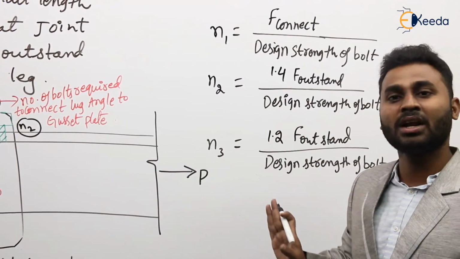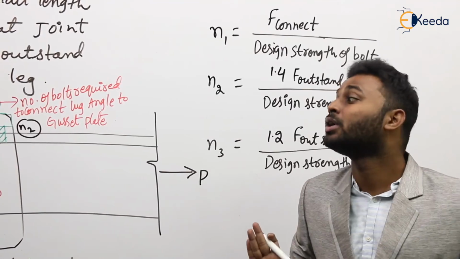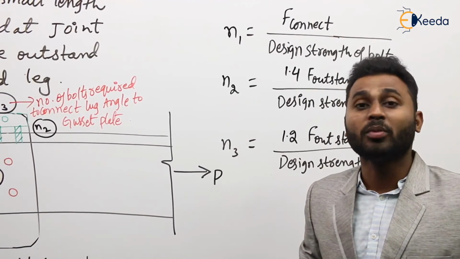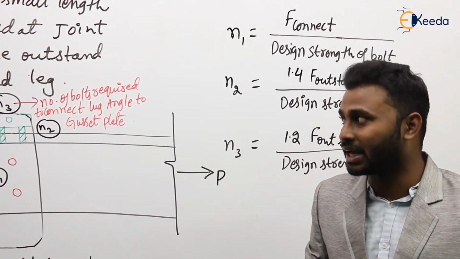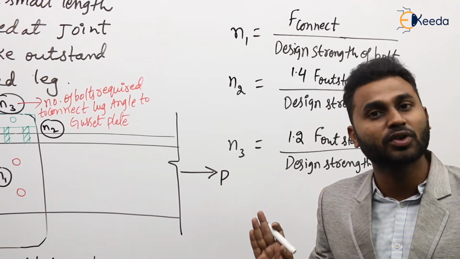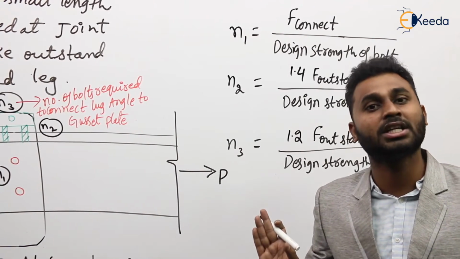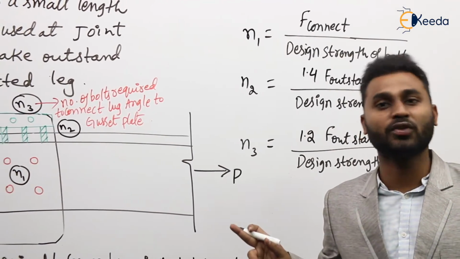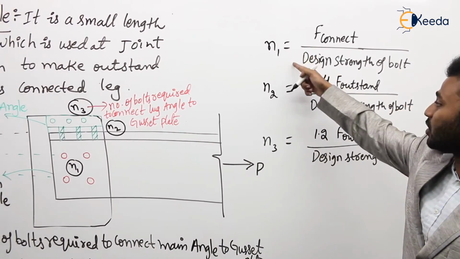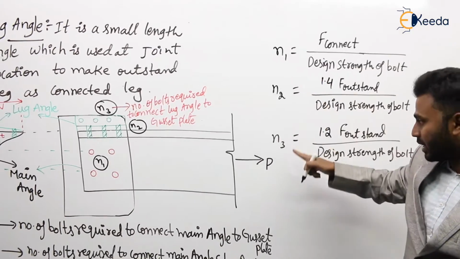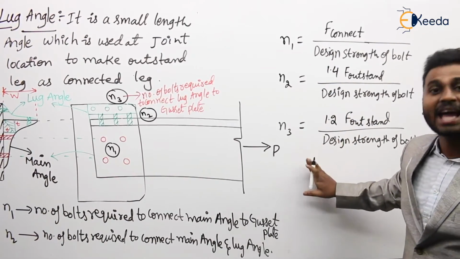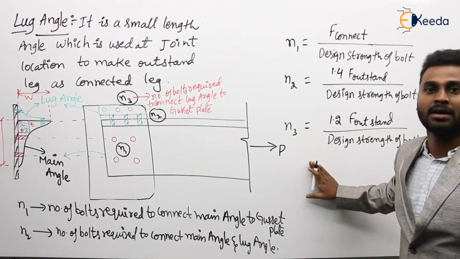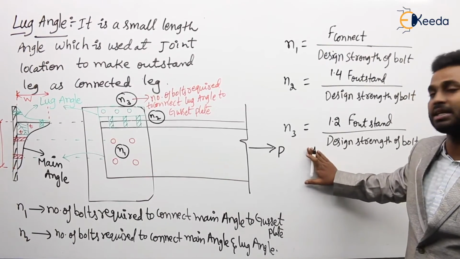If we use channel, we know how much force to be used for the design of lug angle. How much is it? 1.1 times the force in the outstand. If it is angle, 1.2 times the force in the outstand. But these are the number of bolts required for angle only. So if we use angle as a main member, then this is the case.